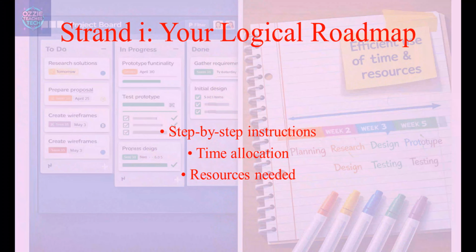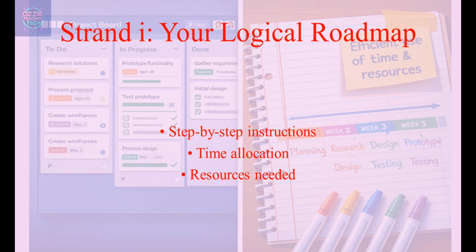You might create a Gantt chart or a simple timeline, something like week 1, research materials and gather resources, 3 hours. Week 2, create prototype version, 5 hours. Week 3, testing and refinements, 4 hours, and so on and so forth.